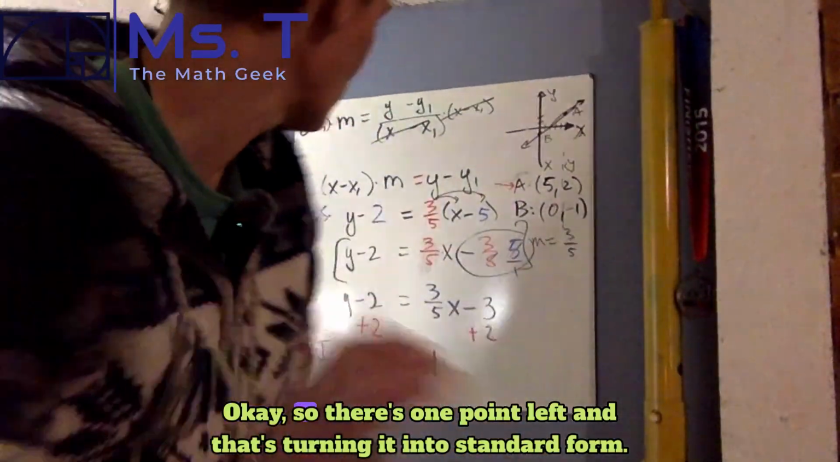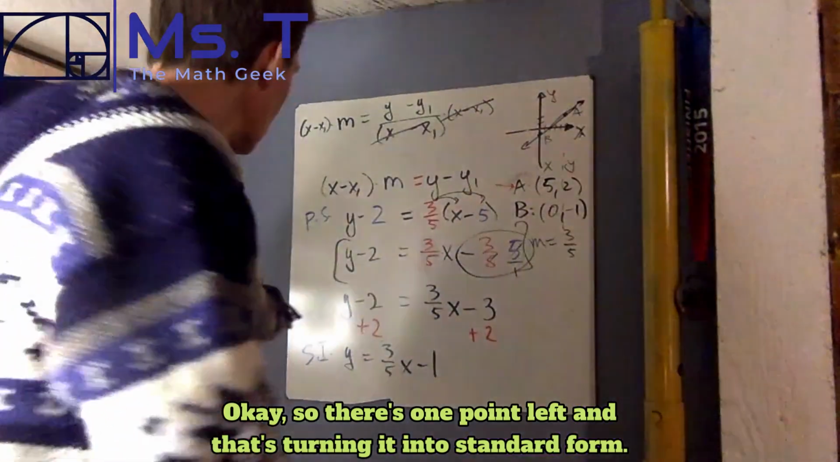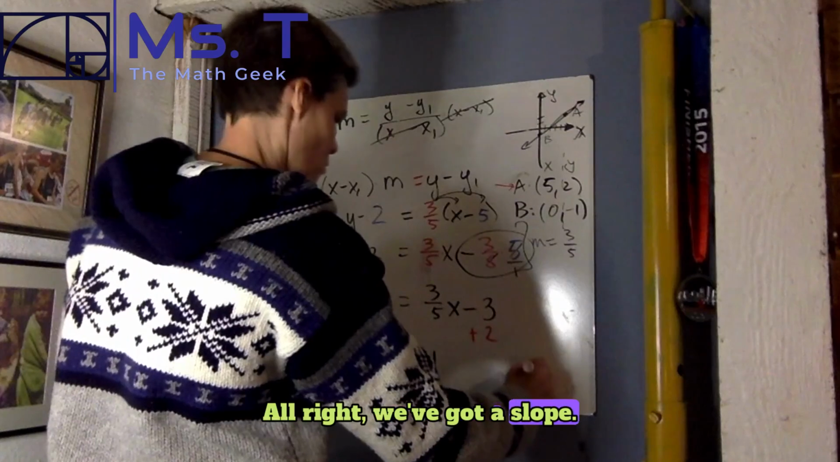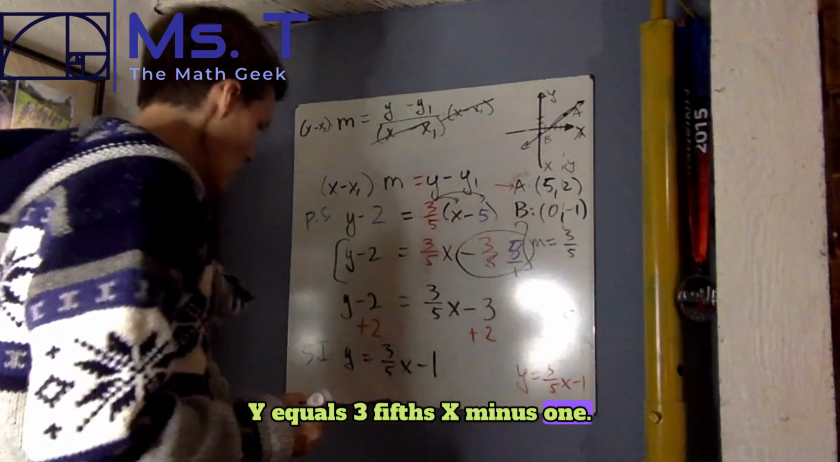Okay. So there's one point left, and that's turning it into standard form. So we'll take my amazing eraser again. We'll write this over here. All right, we've got our slope. Y equals 3/5 x minus 1.